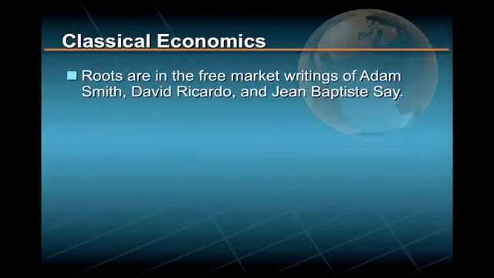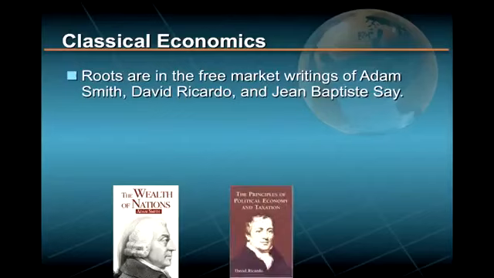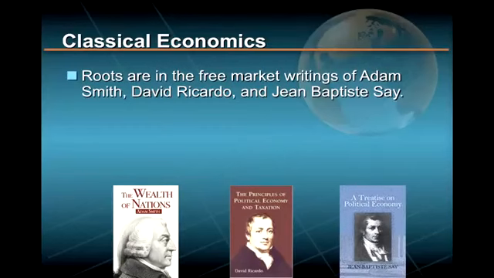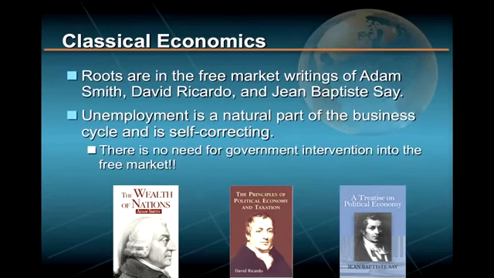Classical economics has its roots in the free market writings of 18th century economists like Adam Smith, David Ricardo, and most importantly, Jean-Baptiste Say. These classical economists believed that the problem of unemployment was a natural part of the business cycle, that it was self-correcting, and, most importantly, that there was no need for the government to intervene in the free market to correct it.